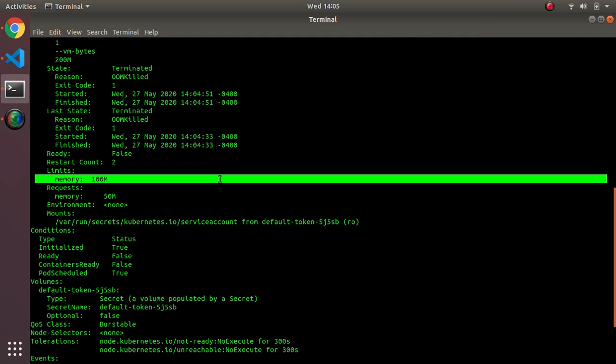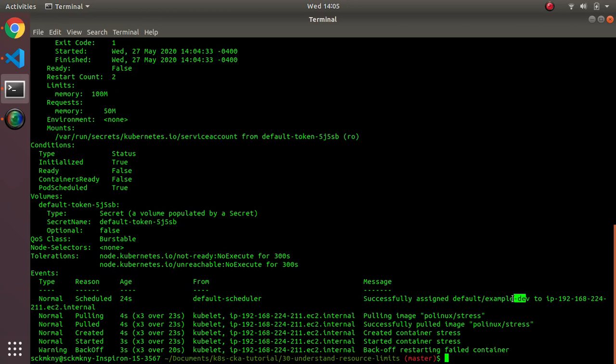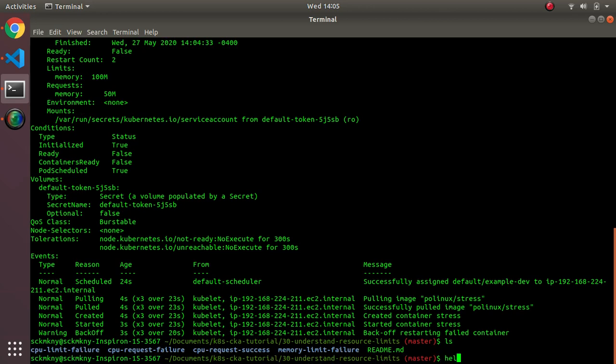megs of RAM. So this will never work. I mean, it was scheduled, because there was enough memory to run with the 50 megs requested. So it scheduled it, started to run it, it ran out of memory, and it was immediately killed, and it's going to keep on doing this. It's going to restart it, kill it, restart and kill it. Okay, so that's it for that. So helm uninstall dev.